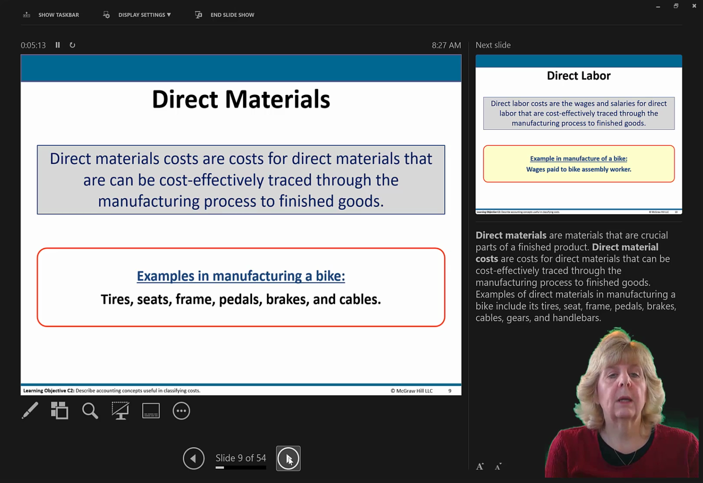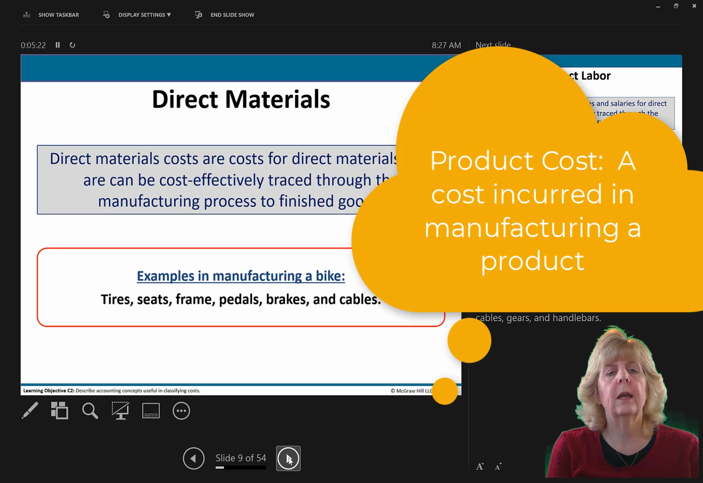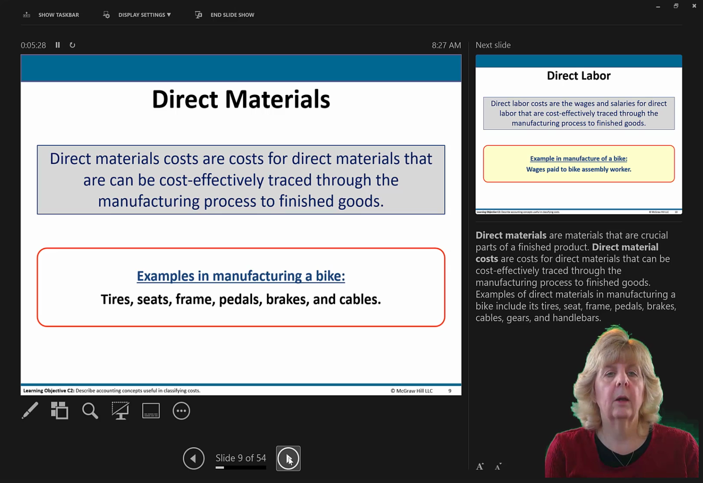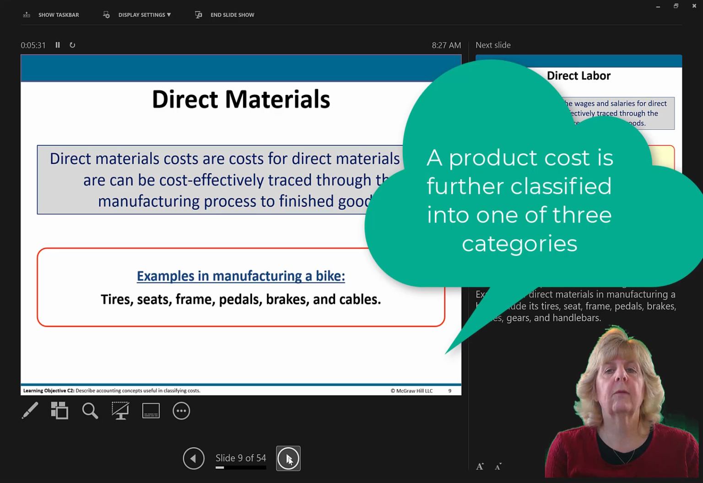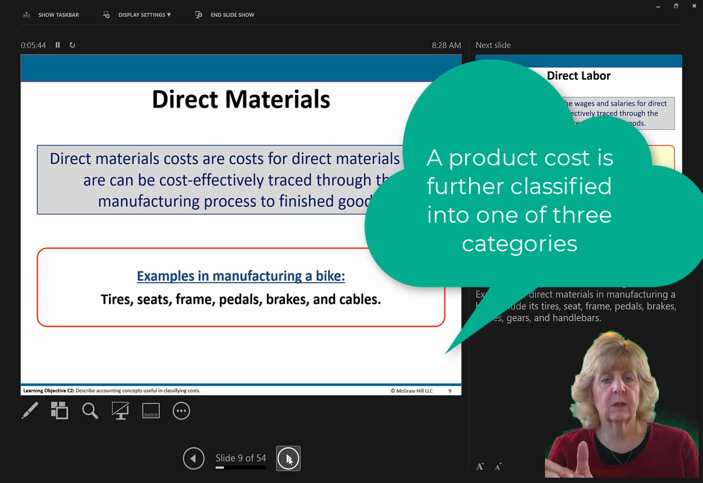Once you've determined that something is a product cost, and that means a product cost is a cost that is incurred in the manufacturing operations, then you'll further be asked to specify which of the three different types of product cost this specific cost is. So first thing I want you to get in your head, there is a difference between direct and indirect costs. We just saw that.